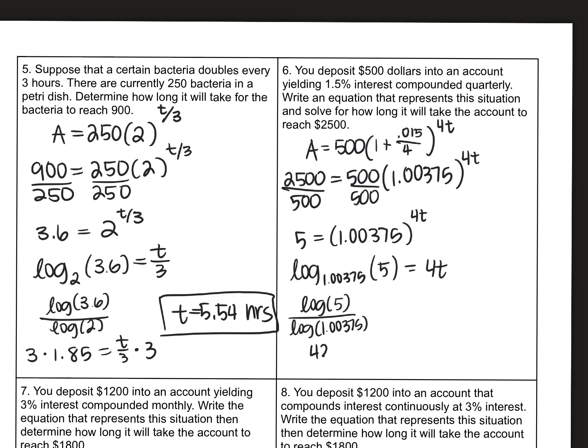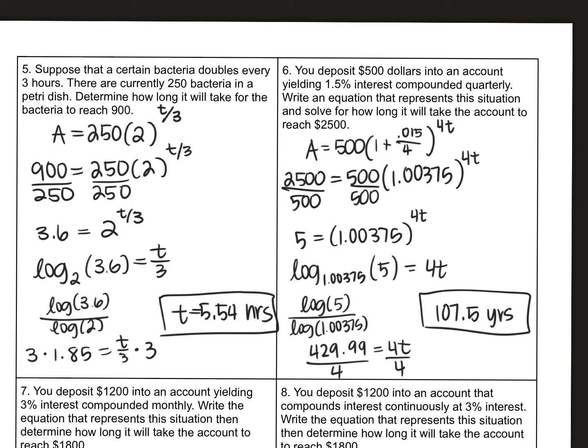We get 429.99 equals 4t, then divide by 4. So we'll get 107.5 years. So it'll take a very, very long time for this account to reach $2,500. Very, very sad.